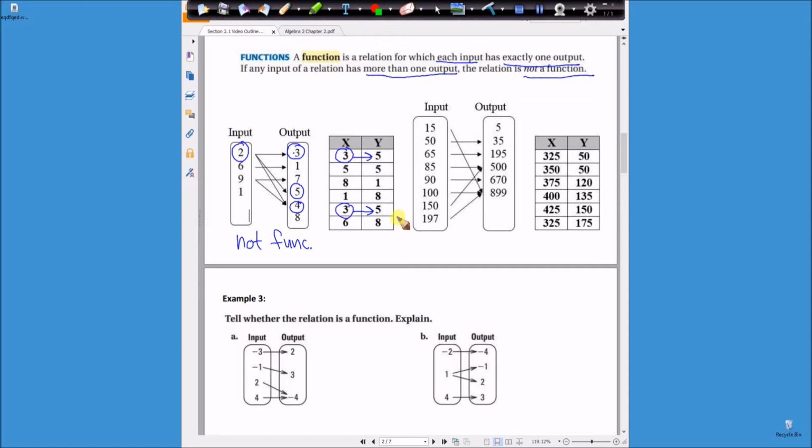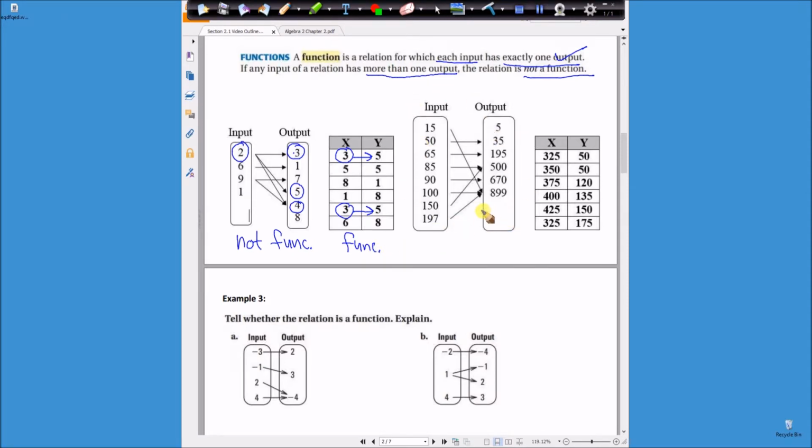Now that might look like a problem, but it's not. 3 can map to 5, that's fine, as long as every time you see 3 in the input, you see 5 for the output. That's only one output, that's fine. The output is 5. No problem. And also 5 can map to 5, even though 3 maps to 5, that's also okay, as long as 5 maps to 5 only. So this table here is a function because it meets the definition. Each input has exactly one output. So this is a function.